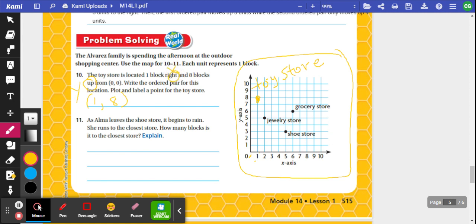Okay. All right. As Amma leaves the shoe store, where's the shoe store? It's right here. It begins to rain. So she runs to the closest store. How many blocks is the closest store?